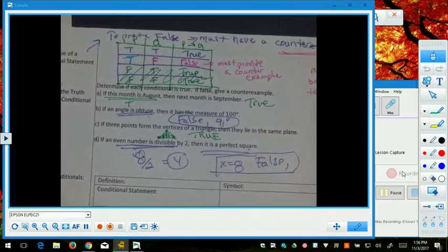This concludes clip 1 for 2.2. Stay tuned for clip 2 to learn how to write converse, inverse, and contrapositive.